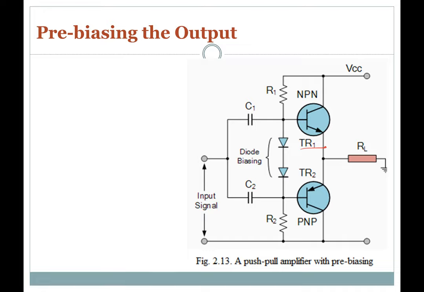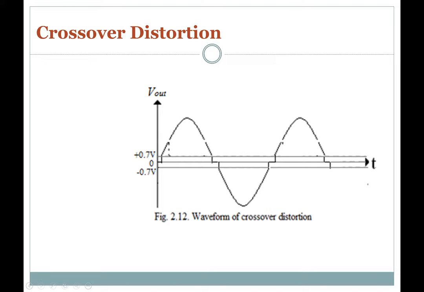This action is similar on the other half, okay? So no current flows through TR2 until the AC input voltage is more negative than 0.7 volts. So for this reason, if no bias is applied to the transistor, the output of a class B amplifier or a class B push-pull amplifier would look like what you have in this diagram, okay? Because of clipping between half cycles, the output is distorted. Since the clipping occurs between the time one transistor cuts off and the other one comes on, we call it crossover distortion.